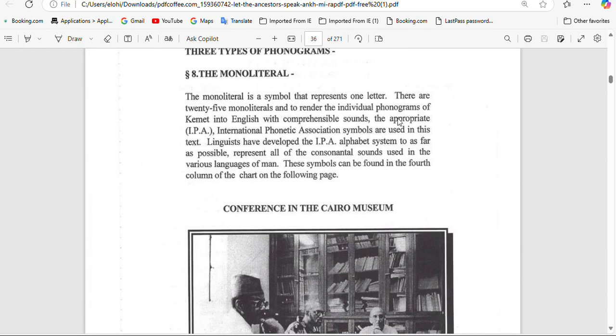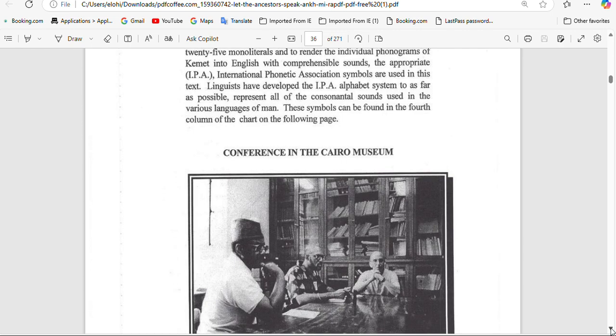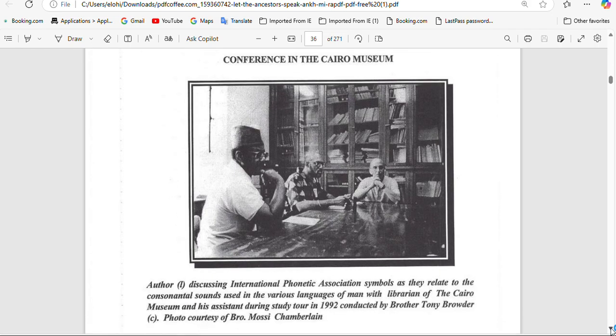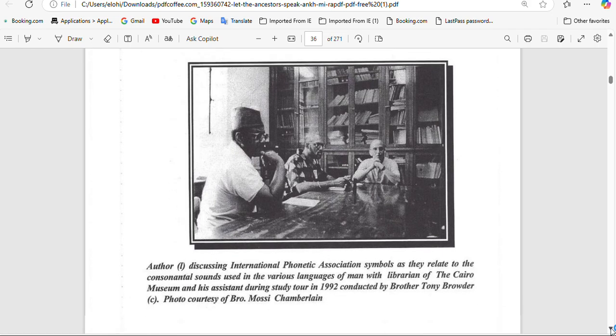The monoliteral is a symbol that represents one letter. There are 25 monoliterals, and to render the individual phonograms of Kemet into English with comprehensive sound, the appropriate IPA, International Phonetic Association, symbols are used in this text. Linguists have developed the IPA alphabet system to, as far as possible, represent all of the consonantal sounds used in the various languages of math. These symbols can be found in the fourth column of the chart on the following page. This is just a picture of the conference here in Cairo to explain how they developed the IPA.